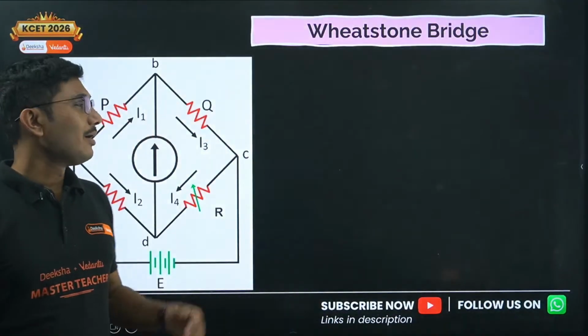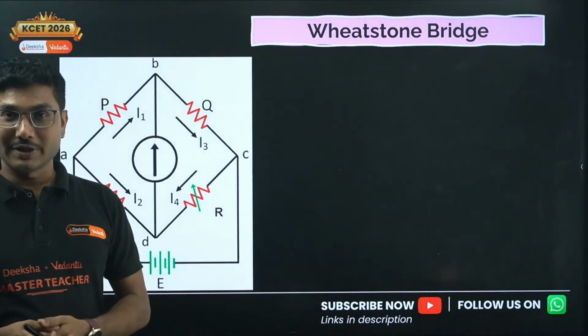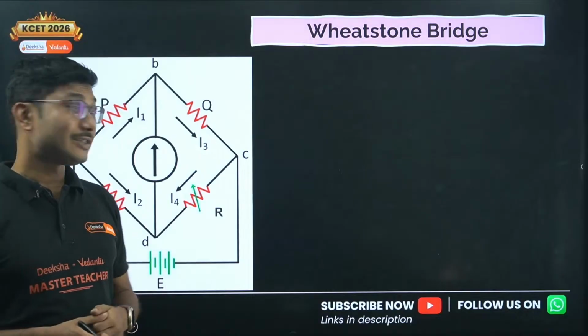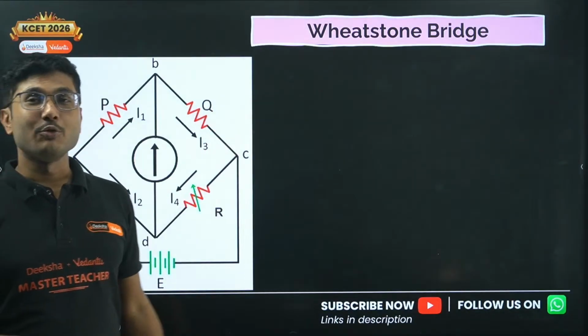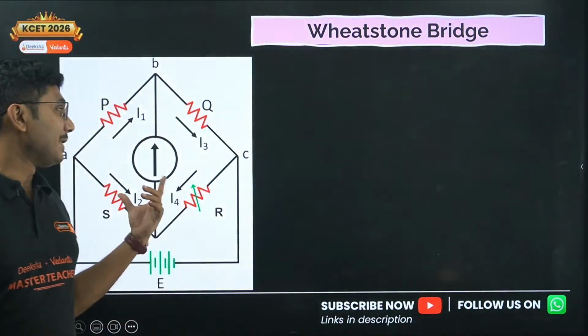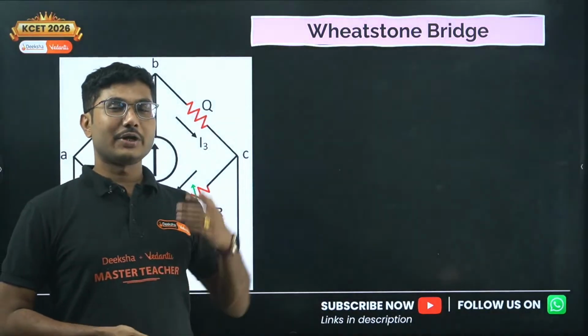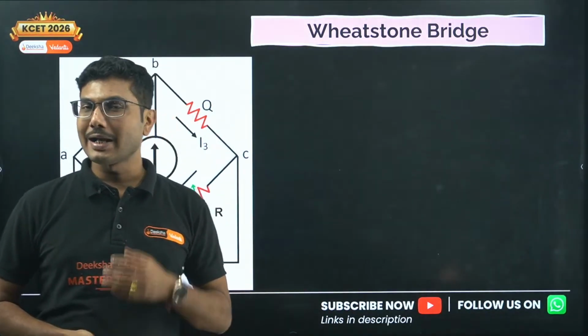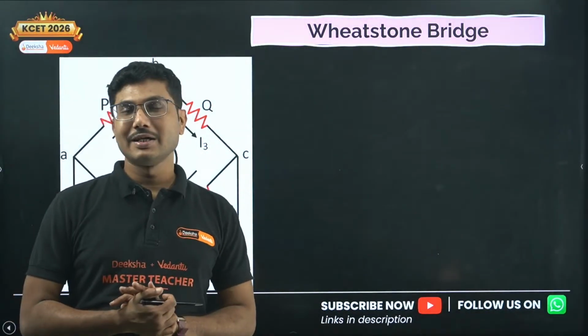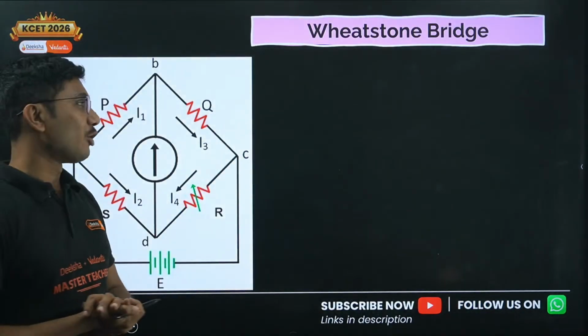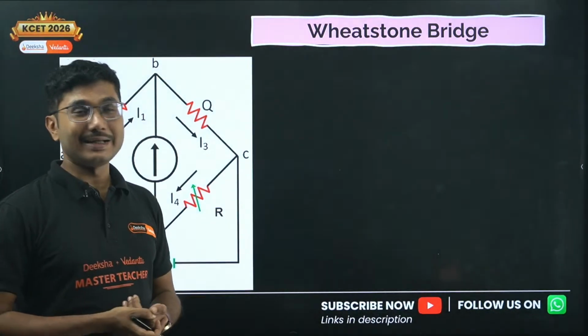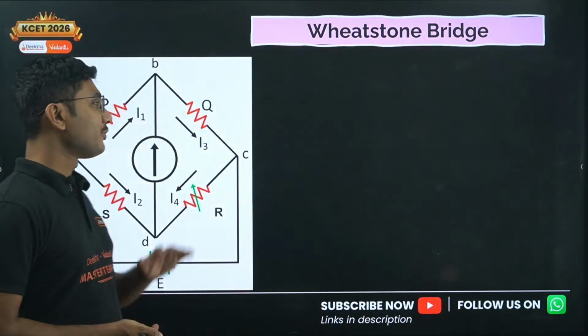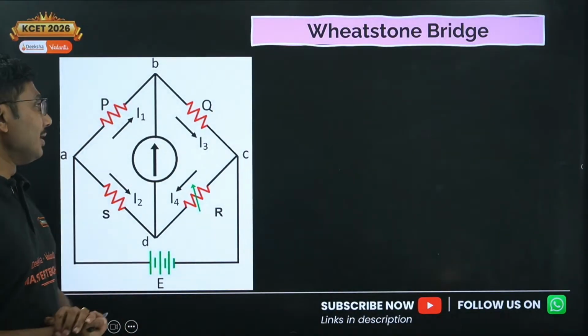So that's why the exact value of the resistance was very necessary, and there was something called a post office box, which was actually based on this Wheatstone bridge principle. It was in your syllabus a few years back, but after the syllabus was revised, and because post office boxes are no longer being used in practicality, it was deleted. But Wheatstone bridge is a very handy concept.